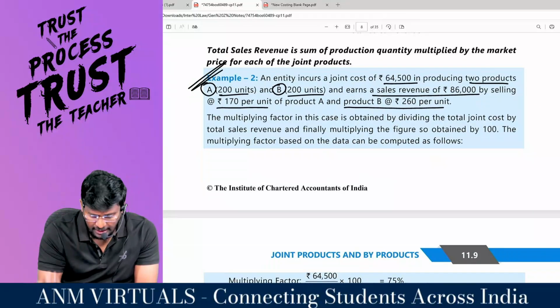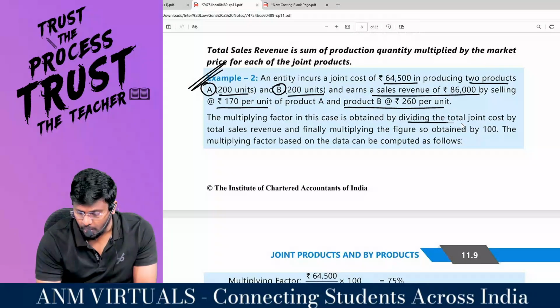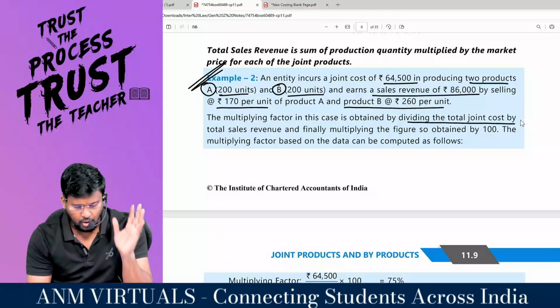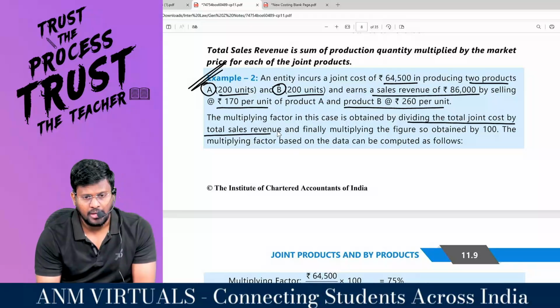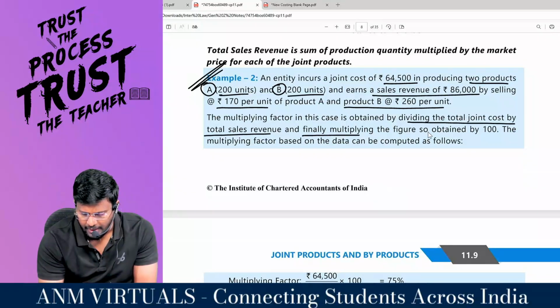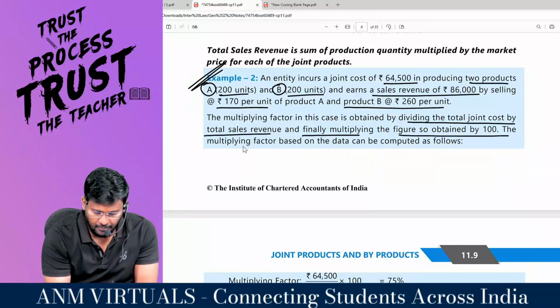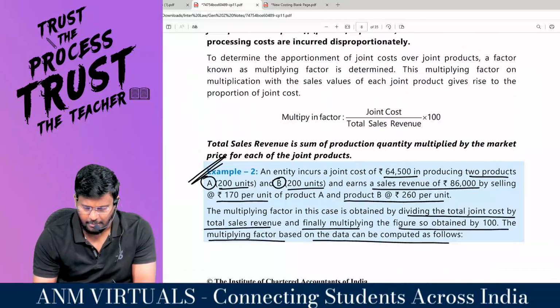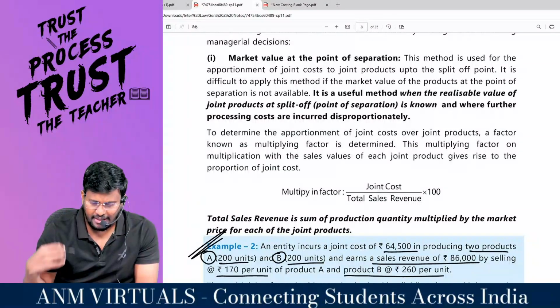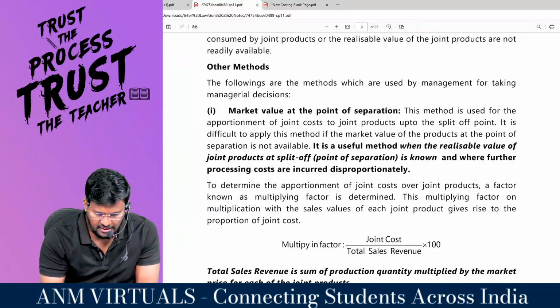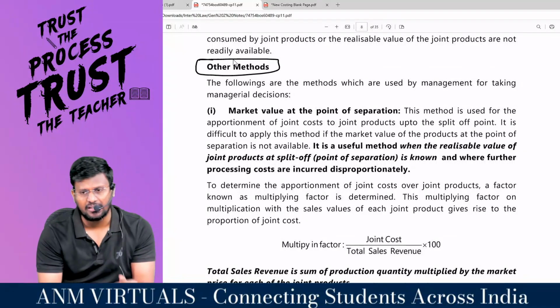The multiplying factor in this case is obtained by dividing the total joint cost by total sales revenue and finally multiplying the figure so obtained by 100. The multiplying factor based on the data can be computed as follows. This is the next method, called other methods. We are going to discuss the other methods now.